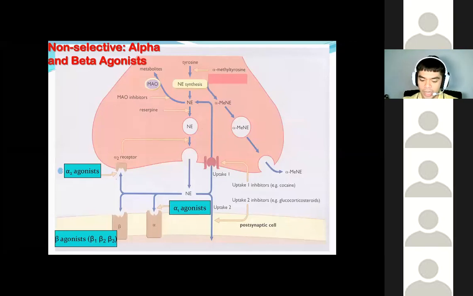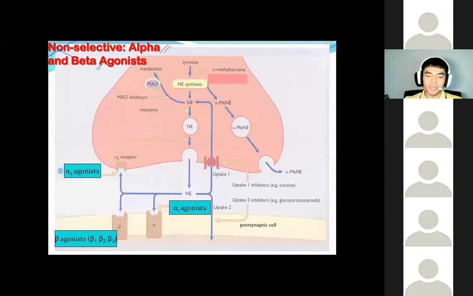Yes, sir. Okay. Pakibago yung title, it must be selective. Pakibura yung prefix na non. So next, we have selective direct-acting mimetics. These are the alpha and also beta agonists. So this figure summarizes the mechanisms of alpha and beta agonists. Kaya sila selective because they only target either alpha or beta receptors.